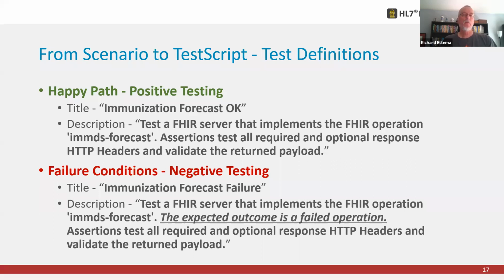So again, we're following the operations framework from the FHIR spec, so we know that if there's a failure in that operation, we should get back an error code, a response code of a 400 or 500, and we're probably going to get an operation outcome back in that response that tells us what went wrong. Additionally, you want to make sure that all the required and optional response HTTP headers are there. Again, we can invoke the validation engine to make sure that the payloads conform to the spec as we would expect.